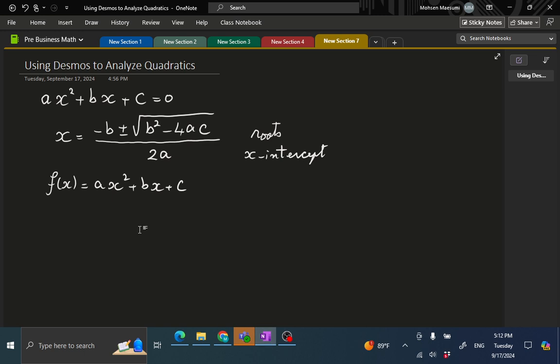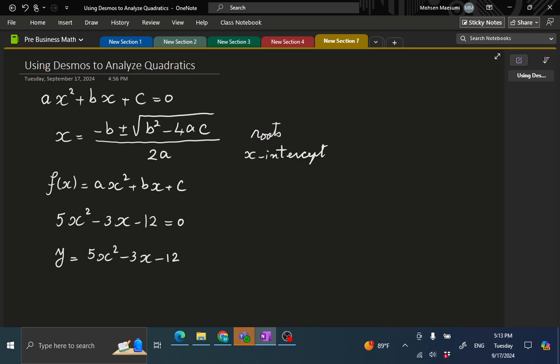Let's suppose I want to graph or analyze. So I could be wanting to solve this equation. Excuse me. Or I might be wanting to graph this function 5x squared minus 3x minus 12. So that is the equation that gives us the x-intercept, and that is the function we are investigating.